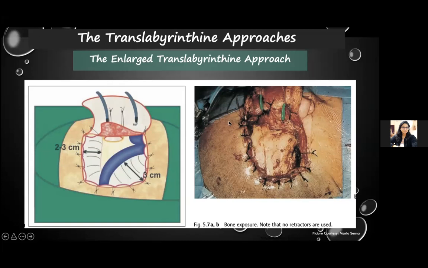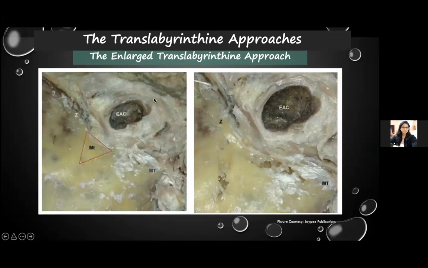Once this exposure is made, mostly we will not be able to maintain it using a mastoid retractor, and also the mastoid retractor can come in the way during the operation. So fixing it using a silk suture will give us better exposure during the surgery.